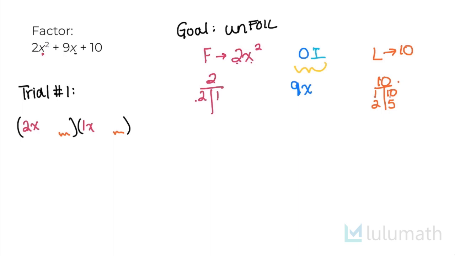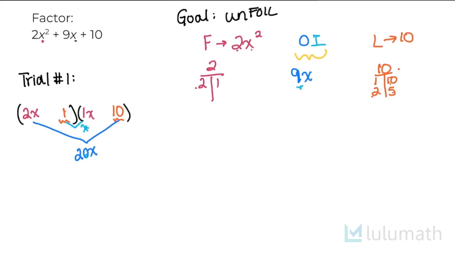So I can either try 1 and 10 or 2 and 5. So I'll just try a 1 here and I'll try a 10 here. Now our outer and our inner should add up together to give us 9x. So let's see what our outer and our inner are going to give us. So this 2x multiplied by this 10 is going to give us 20x, okay? And this 1 multiplied by this 1x is going to give us 1x. And I want to get 9x.